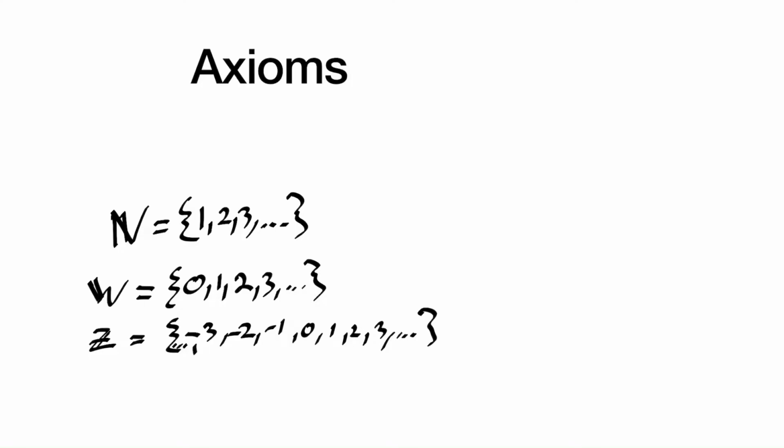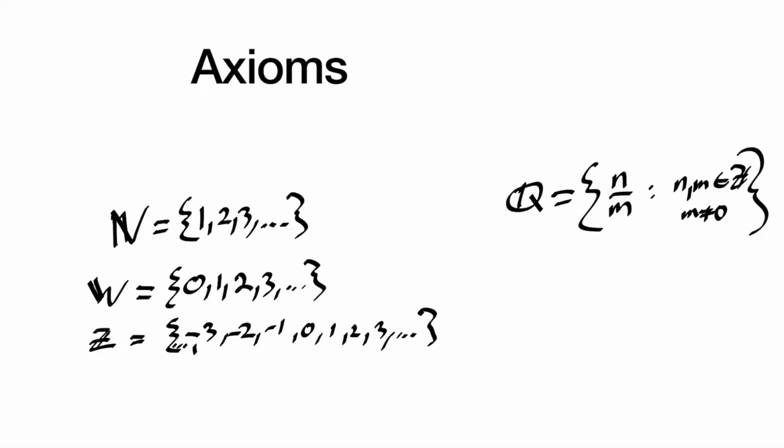Okay, let me come over here to the side. If we're going ever larger, probably the next set that we would talk about is the rational numbers, and we use a Q to define our rational numbers. And what are the rational numbers? Well, the rational numbers are every number that can be written as n over m, where n and m are integers, and m is not 0. Okay, so that's our set of rational numbers.